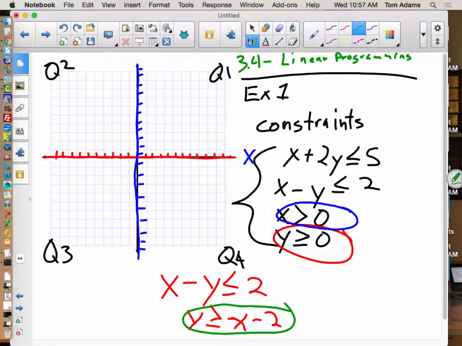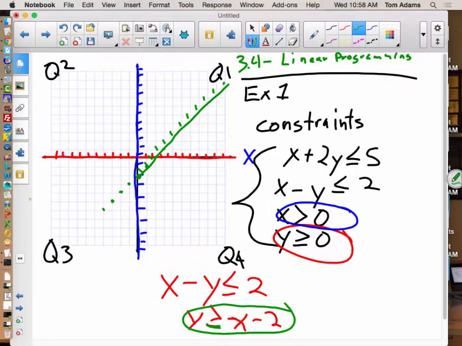I start here at y equals -2, and I'm going to go up 1 over 1, up 1 over 1, up 1 over 1. I have an equal sign, so I'm simply going to draw a solid line through here, but really, I only need to draw it through the first quadrant. And my y value needs to be greater than that, so I'm going to go above the line. Okay?